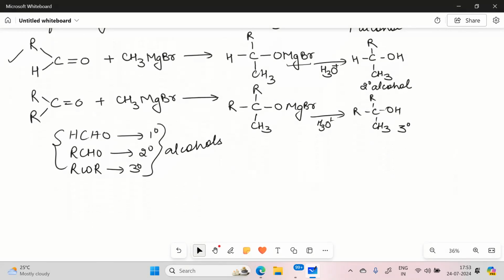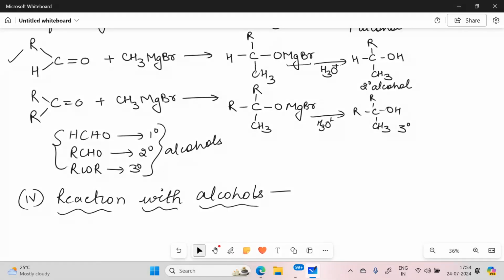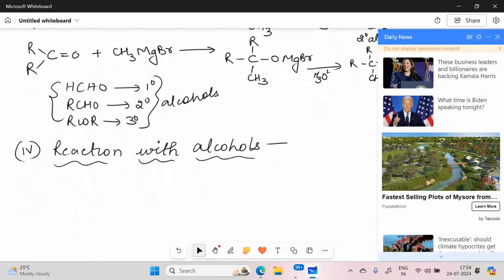So this is the third nucleophilic addition reaction. Write on this one, then I will come to the fourth one. First one was HCN, cyanohydrin. Second is sodium hydrogen sulfide, crystalline product. Third is Grignard reagent, primary, secondary and tertiary alcohols. And now the fourth one is reaction with alcohols.